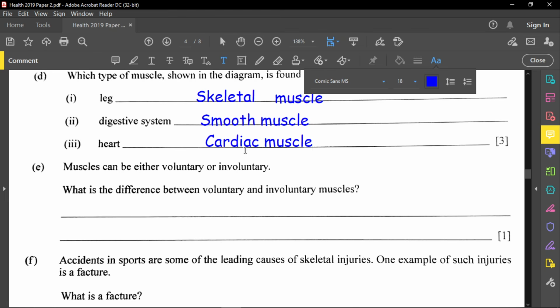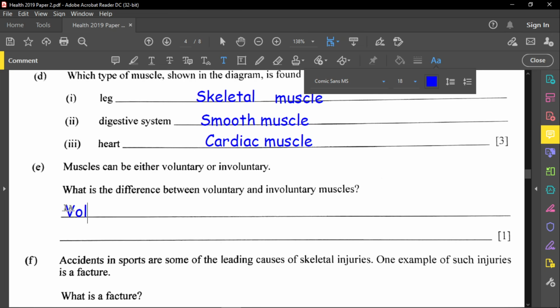All right, the cardiac is also involuntary. Okay, so just to make a note, skeletal muscles are examples of what? Voluntary muscles. Smooth muscles and cardiac muscles are examples of involuntary muscles. All right, so let's talk about what voluntary and involuntary are right here.